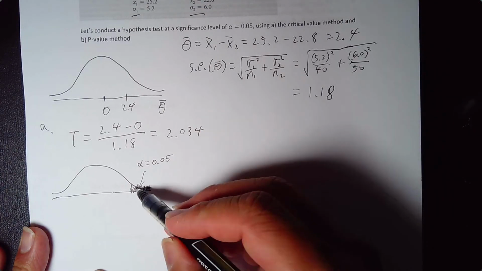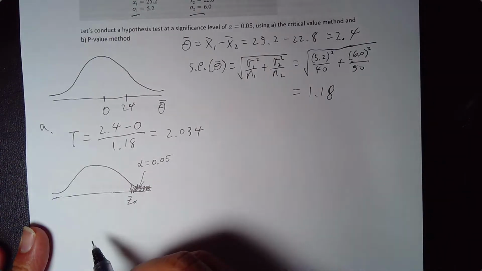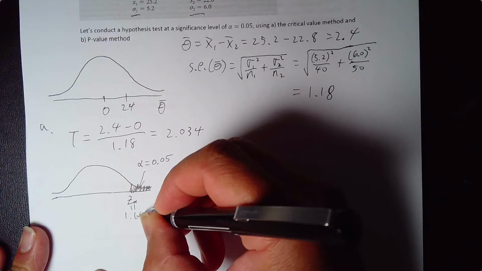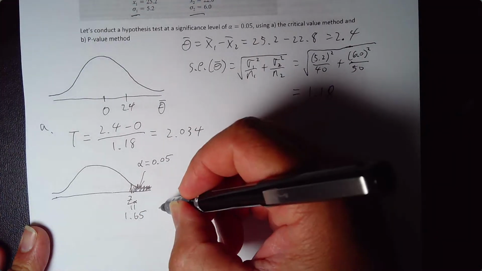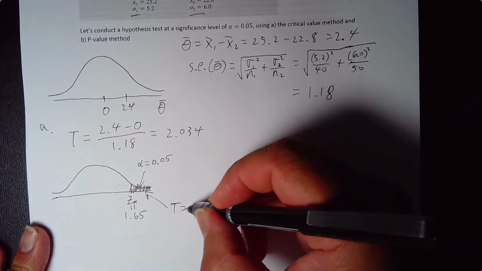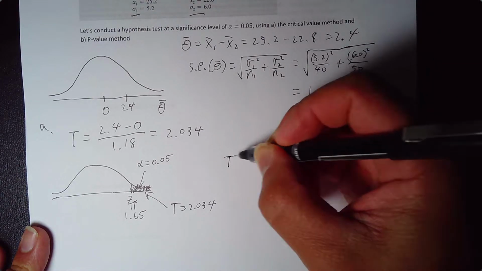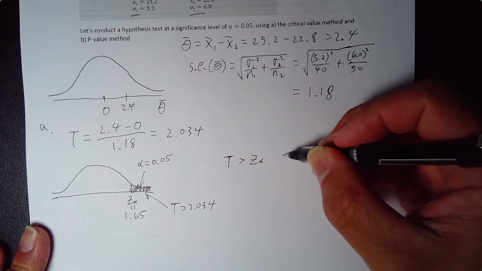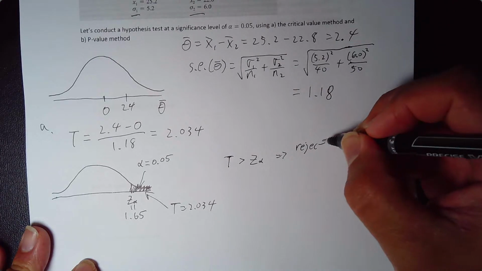So here is the critical value, z alpha, and we looked that up before. That's 1.65. Our test statistic t falls here, in the rejection region. So our t is greater than our z critical value. Therefore, we reject the null hypothesis.